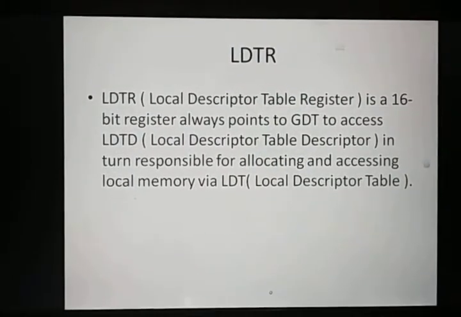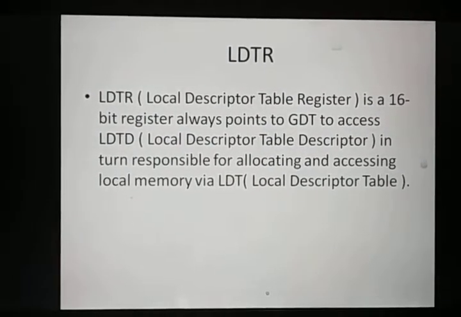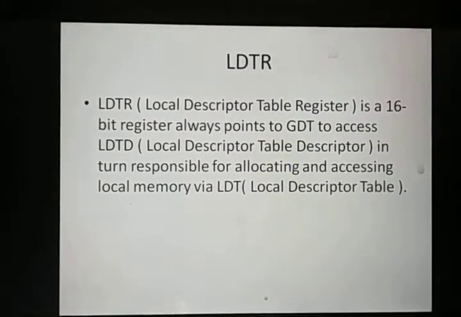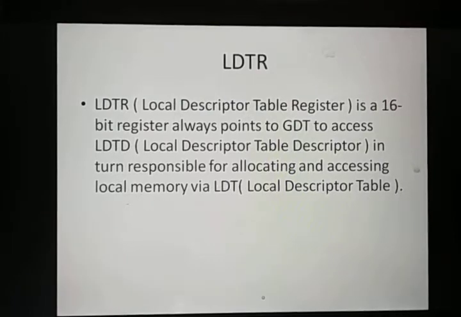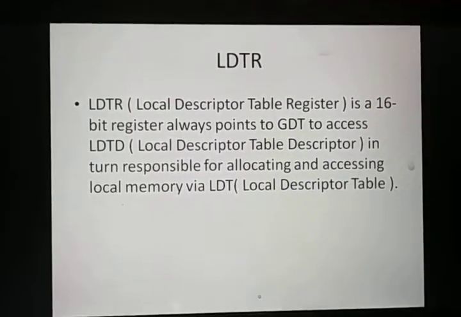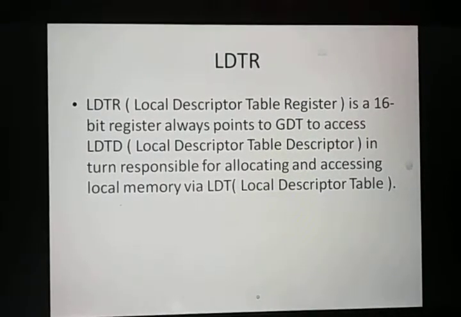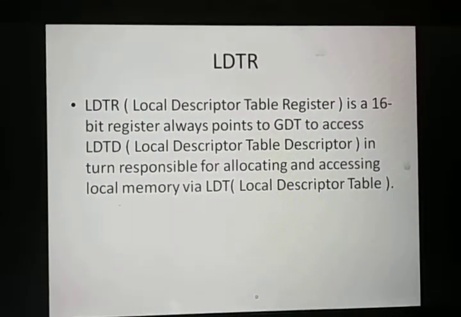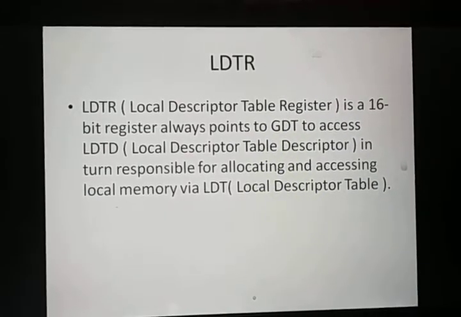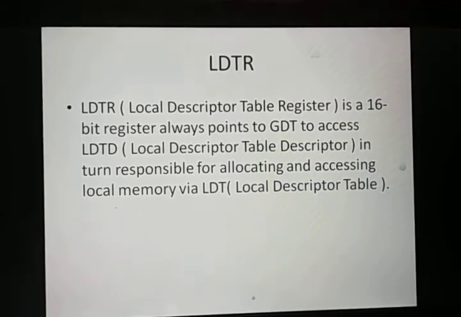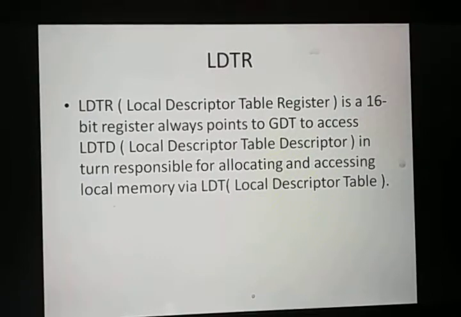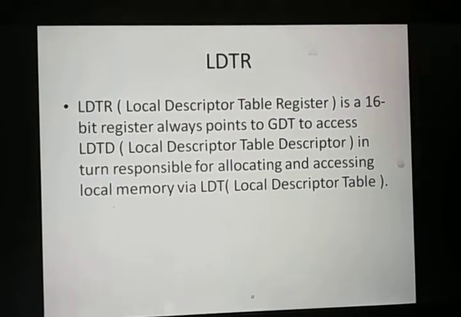LDTR. LDTR basically contains the information about the LDT, the local descriptor table. We have discussed this in previous lectures also. A descriptor is nothing but a data structure that contains the information related to segments. A descriptor table contains the information about descriptors, and registers contain the information about the descriptor tables. These registers respectively contain the information related to local, global, interrupt tables, etc. So LDTR contains the information related to the LDT, the local descriptor table.